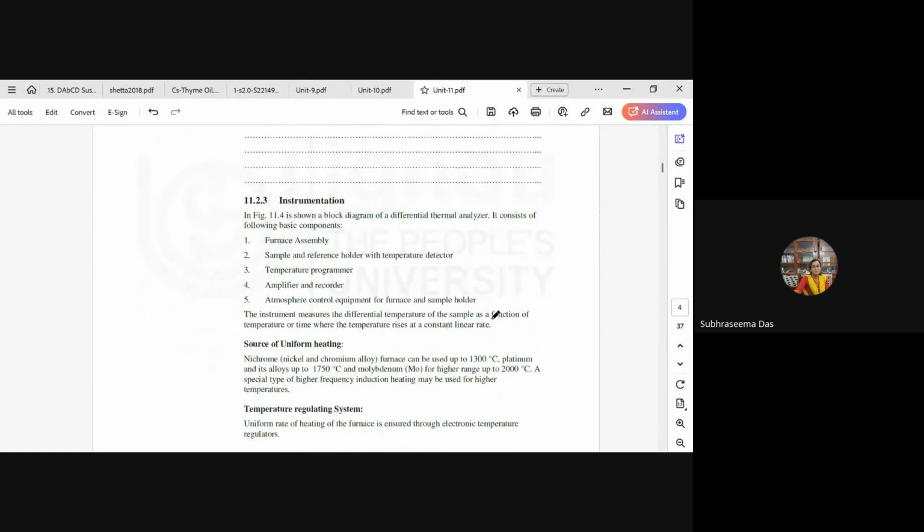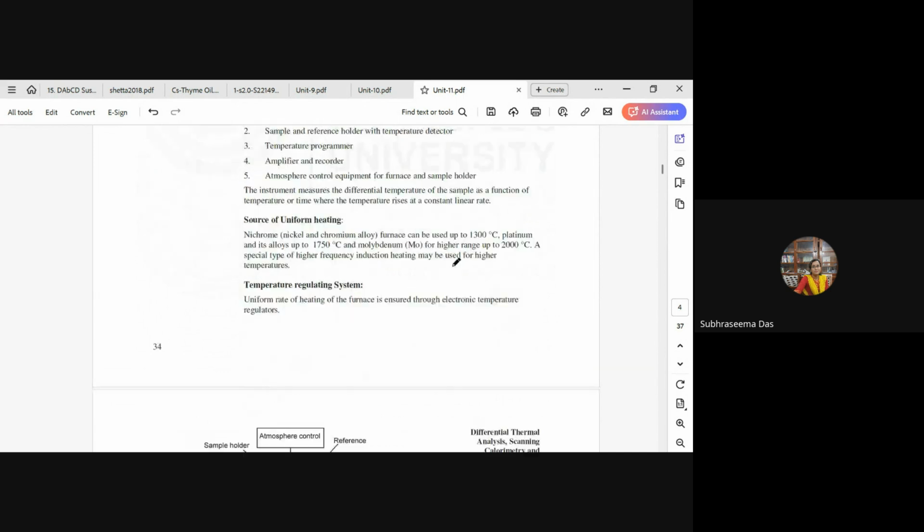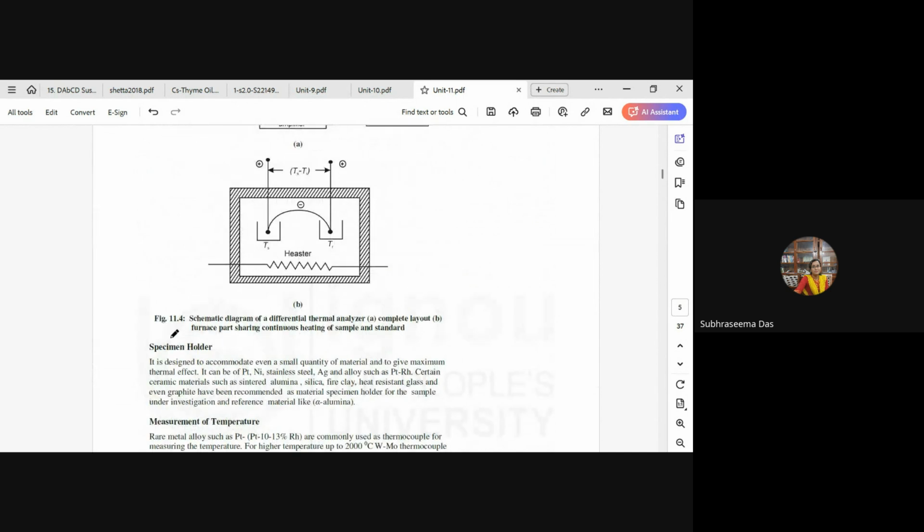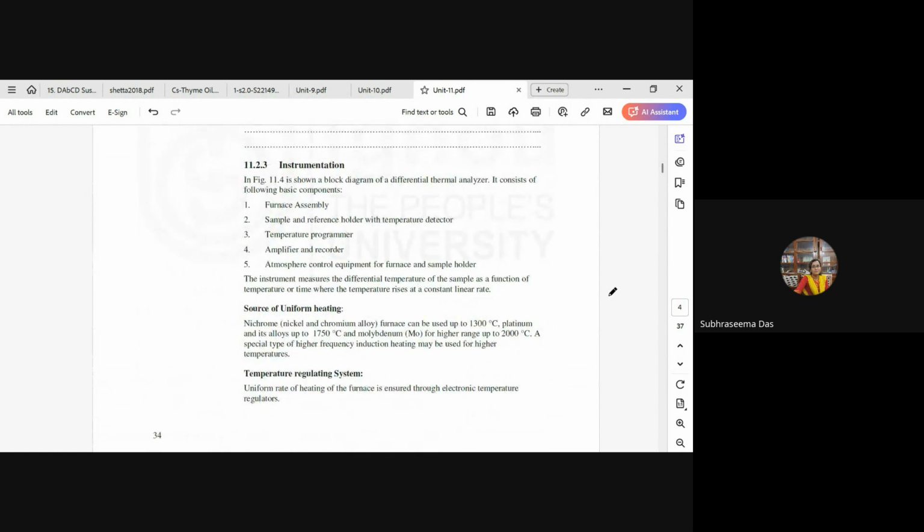Then coming to the instrumentation. In figure 11.4, this is a block diagram of a DTA analyzer. It consists of four basic components: a furnace assembly, a sample and reference holder with temperature detector, a temperature programmer, an amplifier and a recorder, and an atmospheric control equipment and a sample holder. The instrument measures the differential temperature of the sample as a function of time.